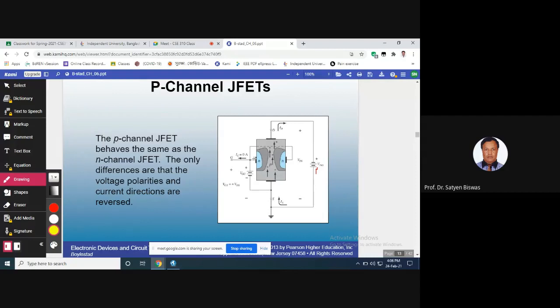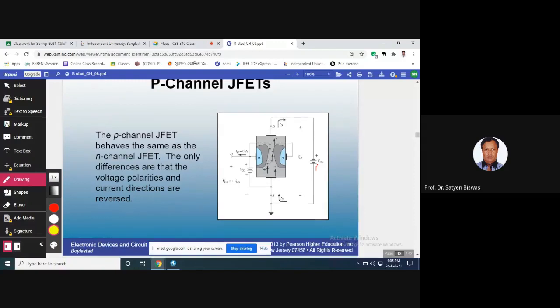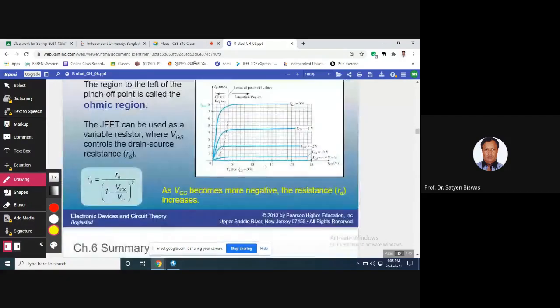So the polarity, you see, all are opposite. The body is p type, the gate is n type, and the voltage is also connected in the opposite direction. And in here gate voltage is positive, but in the other one gate voltage was negative, right? So everything will be in the opposite direction, and the characteristic curves also will be opposite.